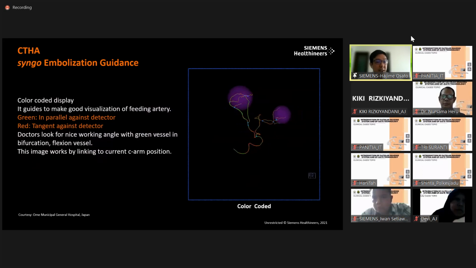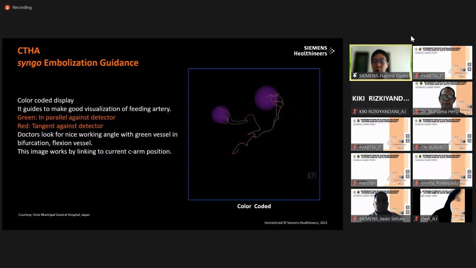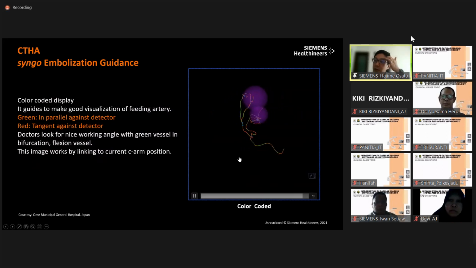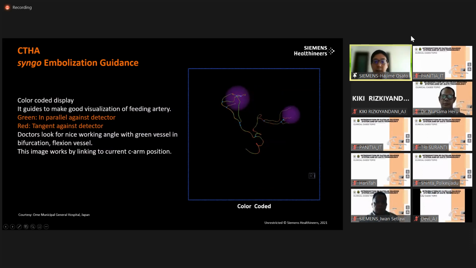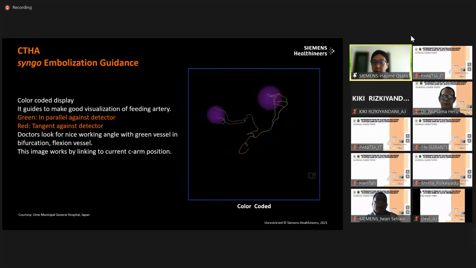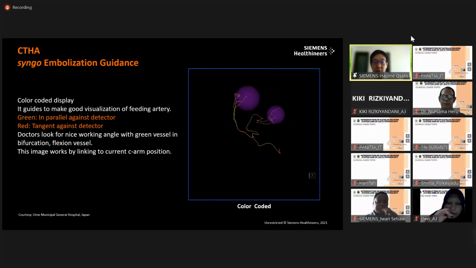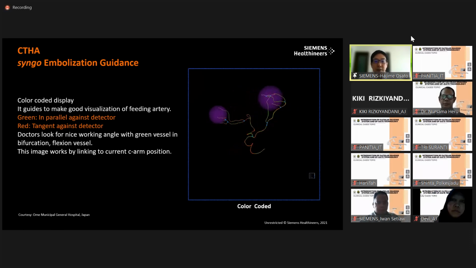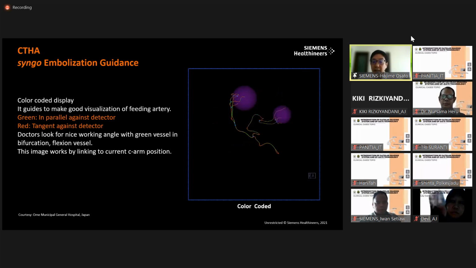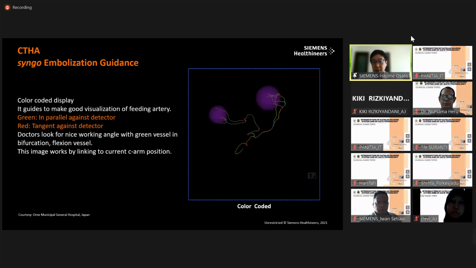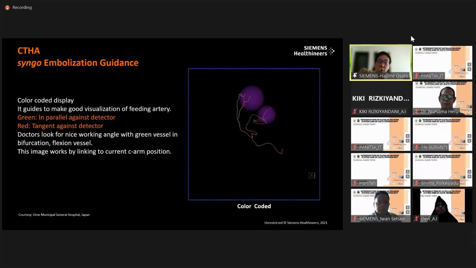And we can change the vessel visualization to a color-coded display. It is very close to the CT guidance. The vessel tree shows us two colors. Red means tangent against the detector, and green means parallel against the detector. The doctor looks for the green line in the bifurcation or flexion vessel area, so they get the correct catheter direction with the green line. And this image works by linking to the C-arm position and angulation.